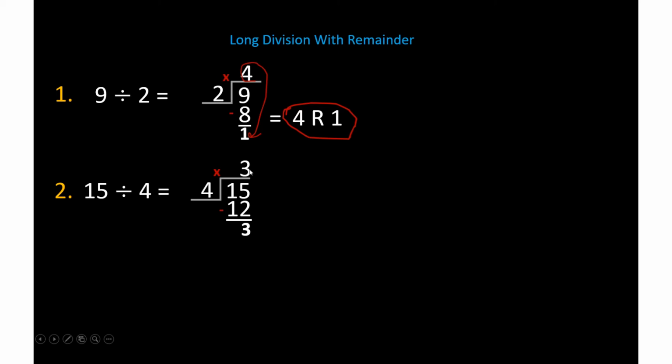We write our answer from the whole number to the remainder, which is 3, remainder 3. So our answer, 3, remainder 3.